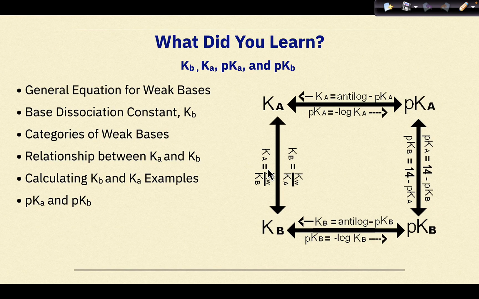So what did you learn? We went over the general equation for weak bases, the base dissociation constant Kb, categories of weak bases, the relationship between Ka and Kb, calculating Kb and Ka examples, and finally pKa and pKb.